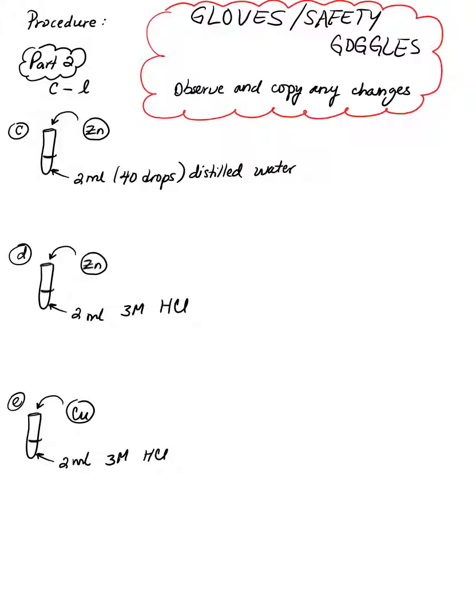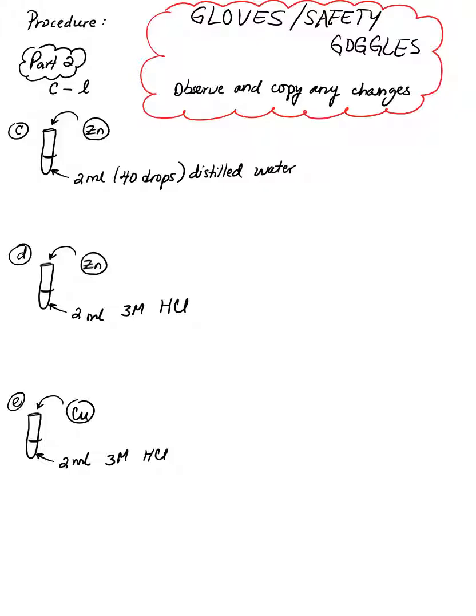So for the procedure, I'm going to part 2, letters C through L. You have to use gloves and safety goggles at all times. And what you have to do is to observe and copy your observations. You're looking for color changes, formation of a solid. Sometimes when you have formation of a solid or a precipitate, you will be able to see a cloudy solution, not just a big piece of a solid. So that's something that you need to check.